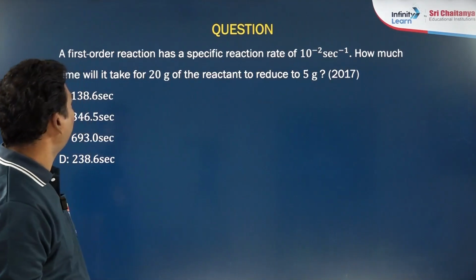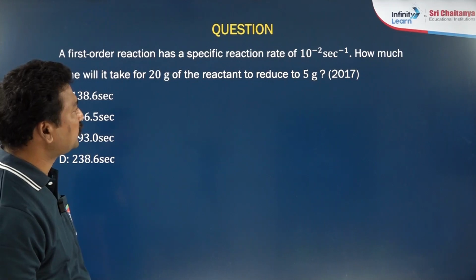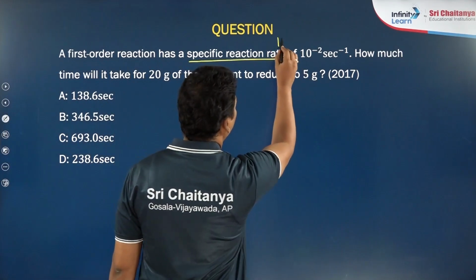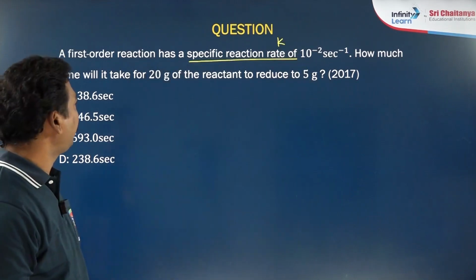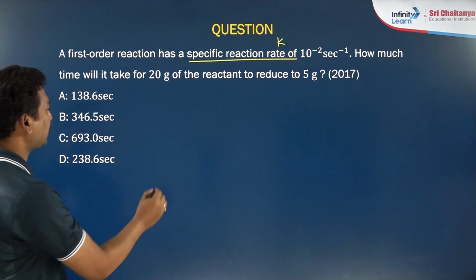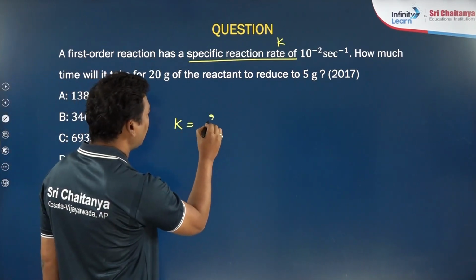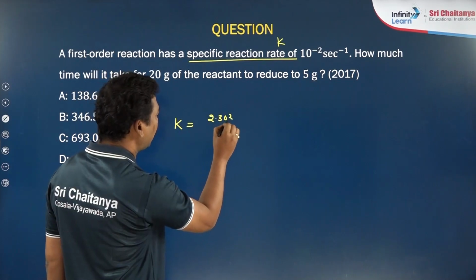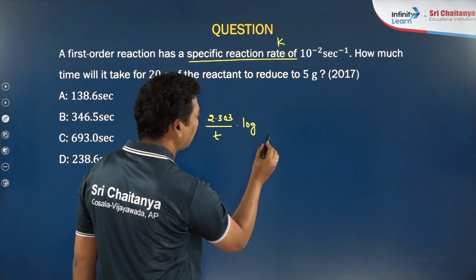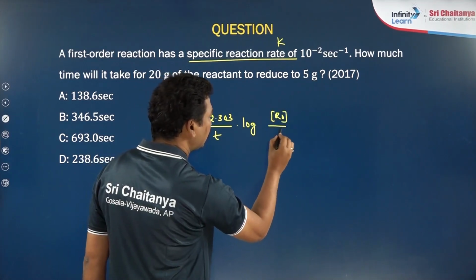Coming to the next one, a first order reaction has a specific reaction rate of 10 power minus 2 second inverse. Specific reaction rate is nothing but the rate constant value. How much time will it take for 20 grams of the reactant to reduce to 5 grams? What's the first order rate constant expression? K is equal to 2.303 by T log to the base 10, R naught by R T, the initial concentration over the concentration at time T.